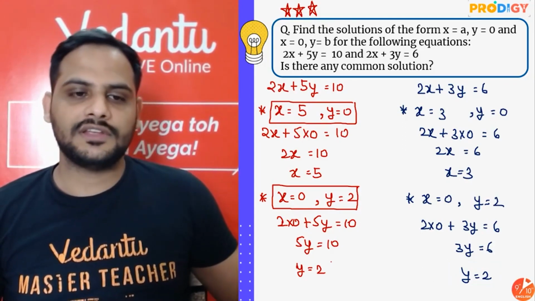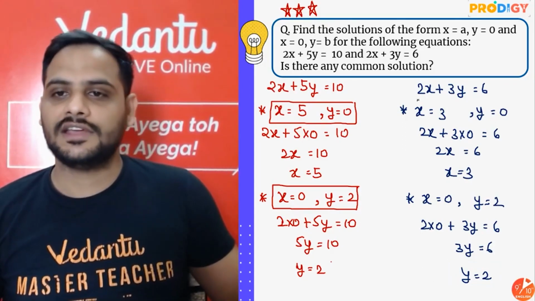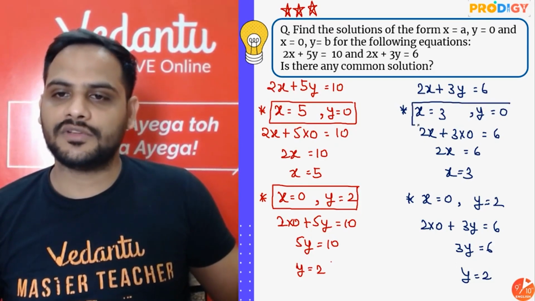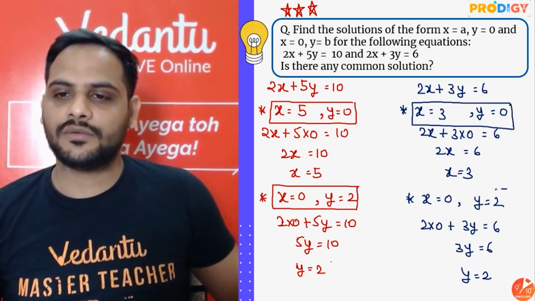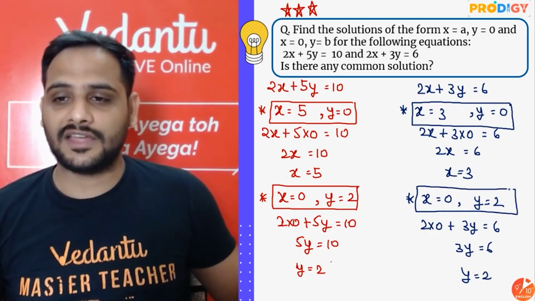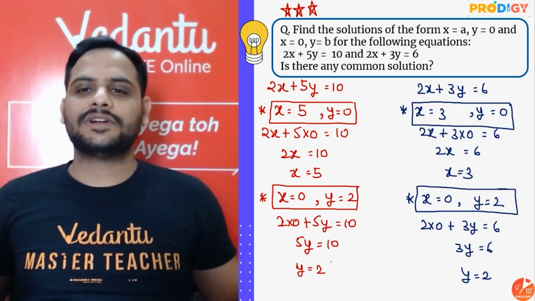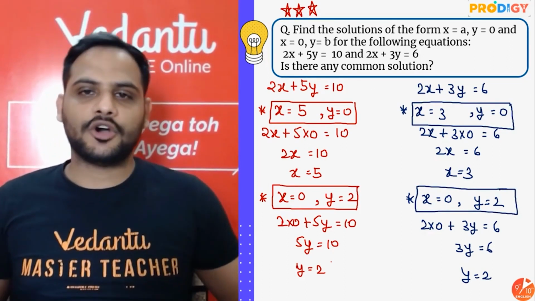Clear, guys? So these are the solutions which the question asked. X equal to a, y is equal to 0, and y is equal to 0, x equal to b. Both the types of solution we have got. Is there any common solution?